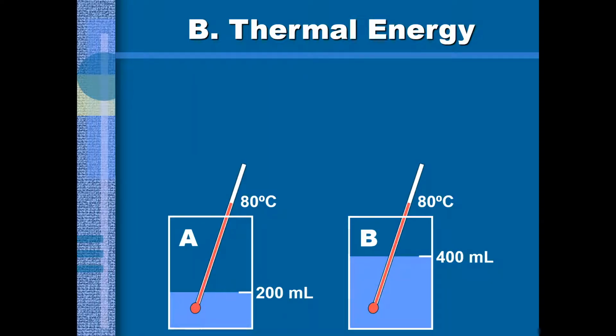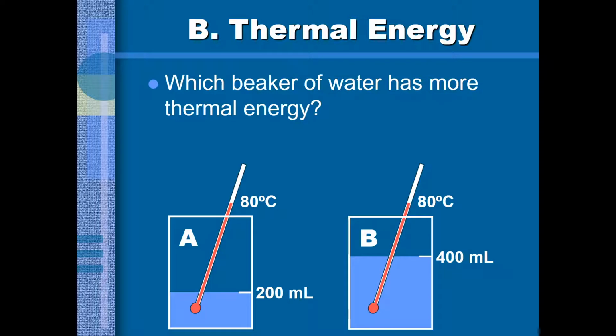So we have 2 beakers of water. They're at the same temperature. They're both at 80 degrees Celsius. But which one has more thermal energy? Again, they're at the same temperature. Which one would have more energy, A or B? Why?